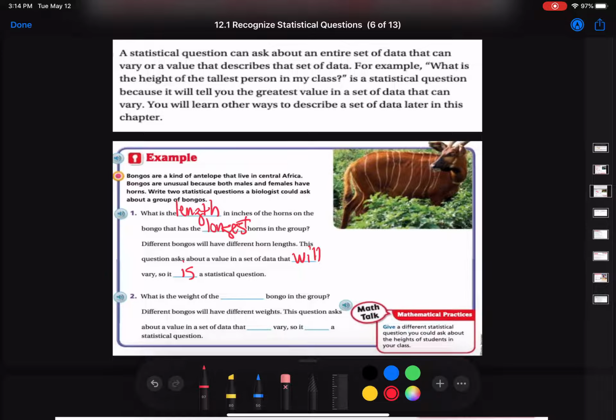Okay, here's another one. What is the weight of the smallest bongo in the group? Or you could say, what is the weight of the largest bongo in the group? So either one could be a possible answer. Different bongos will have different weights because they're not all going to weigh the same. So this question asks about a value in a set of data that will vary. So it is a statistical question.